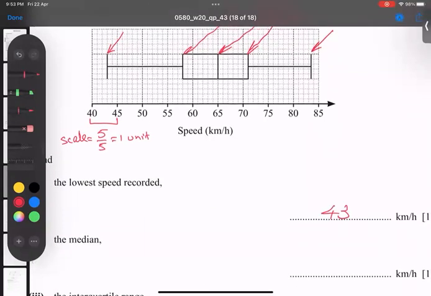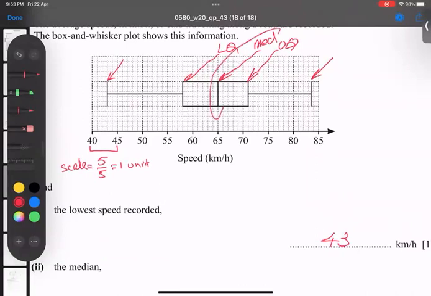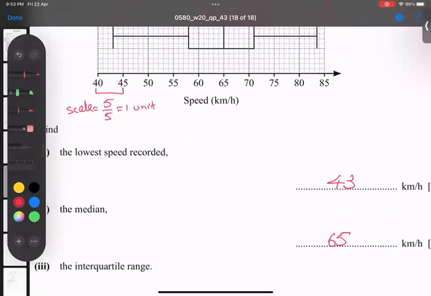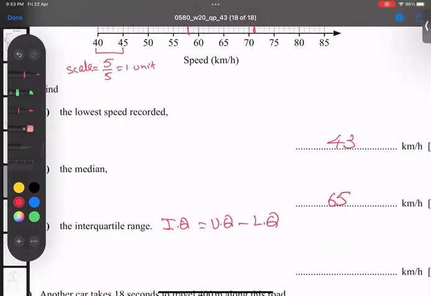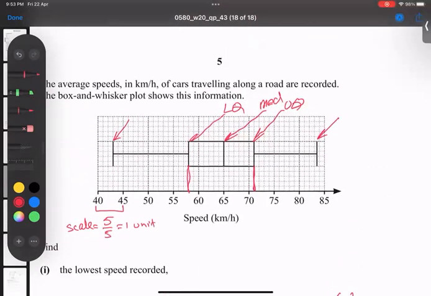Done. Now he's asking for the median. As I said, the middle number is called the median, 65. So 65 is the median. Interquartile: how to get it? You know the formula, interquartile range is equal to upper quartile minus lower quartile. The upper quartile is very clear. This box is 71 and this is 58. One minute, let me check. Yes, 58 and 71. So the answer turned out to be 13. So 13 is our answer finally.